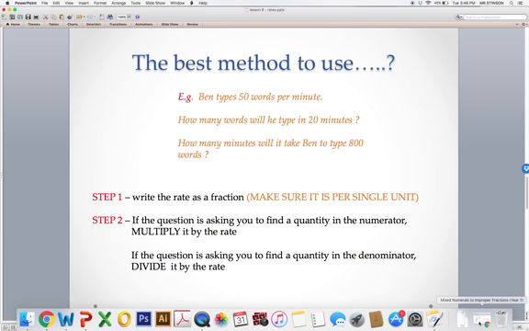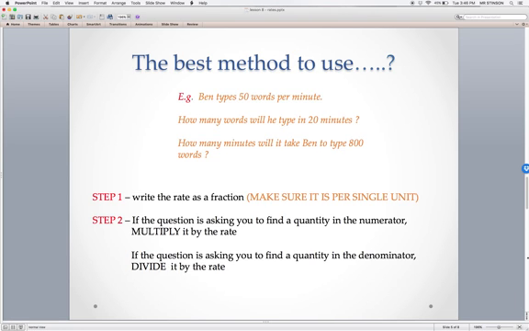So use what I did before on the board as an example, but follow these steps carefully. Step 1, write your rate as a fraction. 50 over 1. If the question is asking you, I'll give you a hint, like the top question, to find a quantity in the numerator, meaning what quantity is it looking for you to find? It's asking you to find how many words. Now, does that sit at the top or the bottom of our fraction? If it's at the top, you must multiply it by the rate.